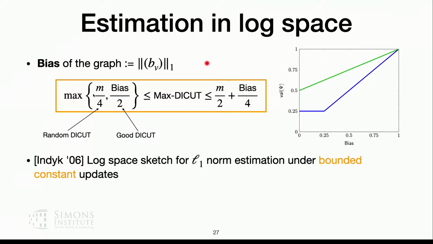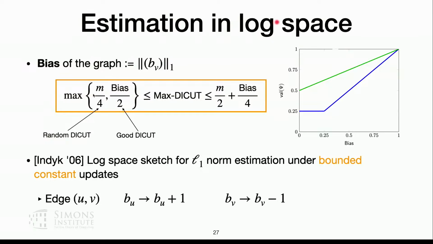And how do we compute this bias itself? It's clear that if you want to output the Max-DICUT value, all you need to do is compute the bias. But this is just an L1 norm of a vector that is getting updated in the stream. And so you have a log space sketch, by the classic algorithm of Indyk, which helps you compute the bias of the graph.